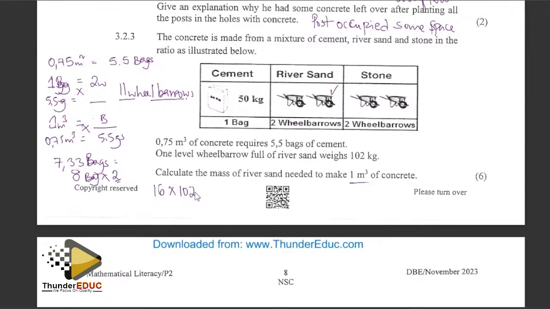So at the end, they will have 1,632 kgs. That's what they want. They want to calculate the mass. And you've seen the mass is this one here, for one level wheelbarrow. So we needed to find out how many wheelbarrows do we need. All right.